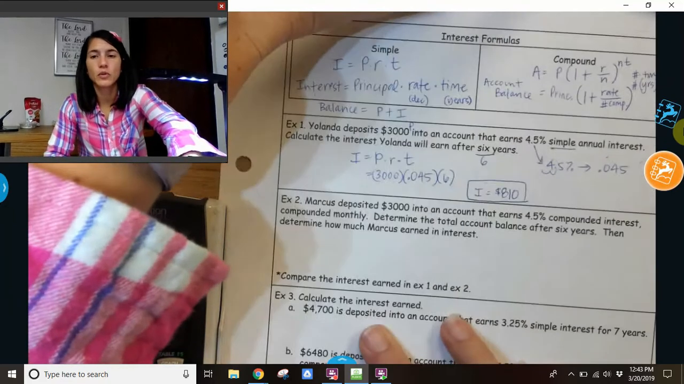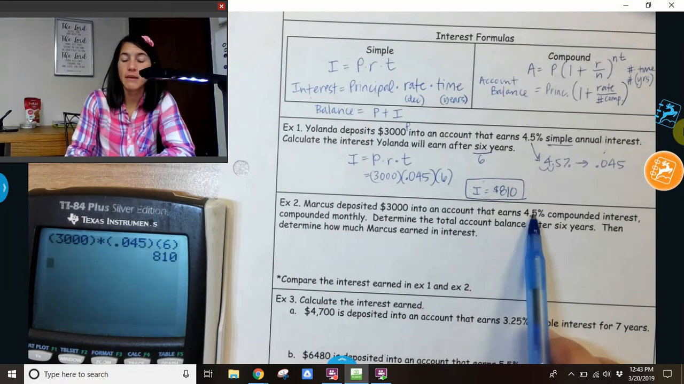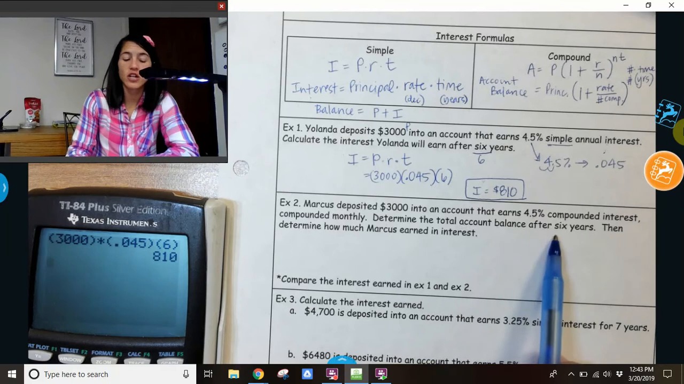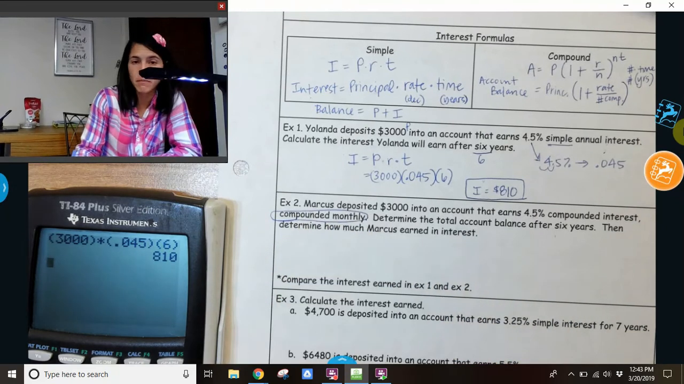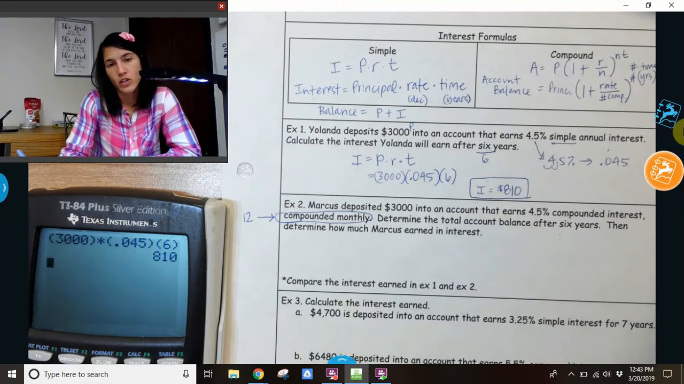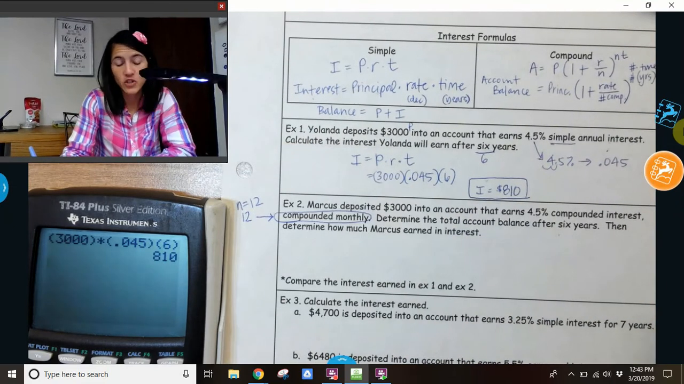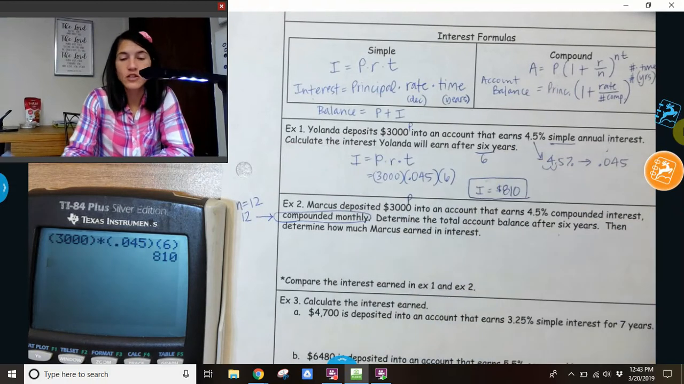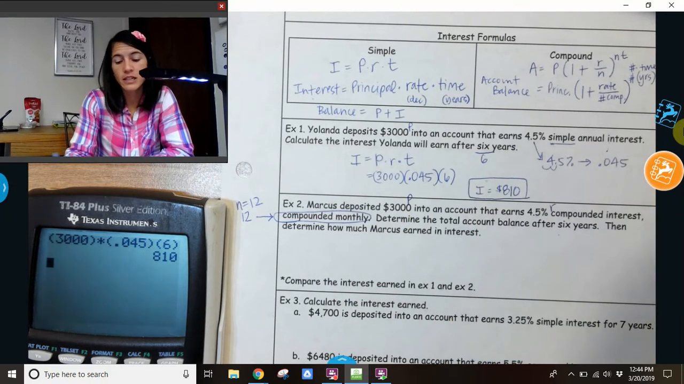So example 2, Marcus deposited $3,000 into an account, same interest rate, 6 years, but this one says compounded monthly. Circle that or highlight that. Compounded monthly. How many months are in a year? 12. So that is our N, N is 12. Our P is 3,000. Our rate is 4.5%. And our T is 6 years.